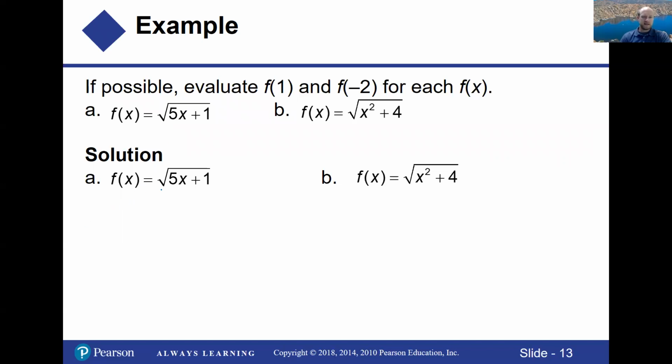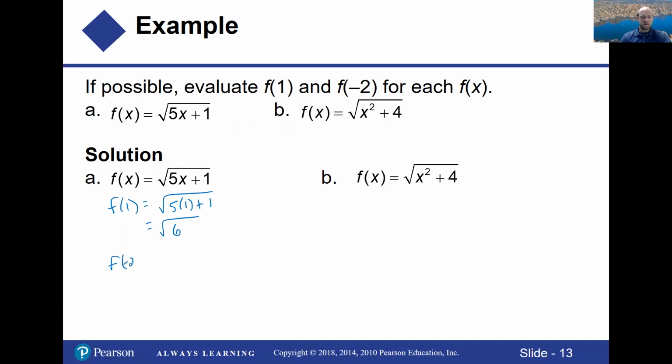Let's find, in this function f of x equals the square root of 5x plus 1, what f of 1 is here. So again, all I do is take the 1 and plug it in for x, and then simplify. So 5 times 1 is 5, 5 plus 1 is 6. So this is going to be the square root of 6.